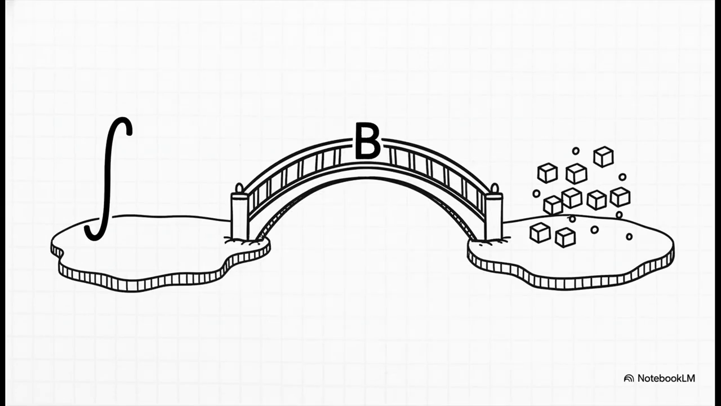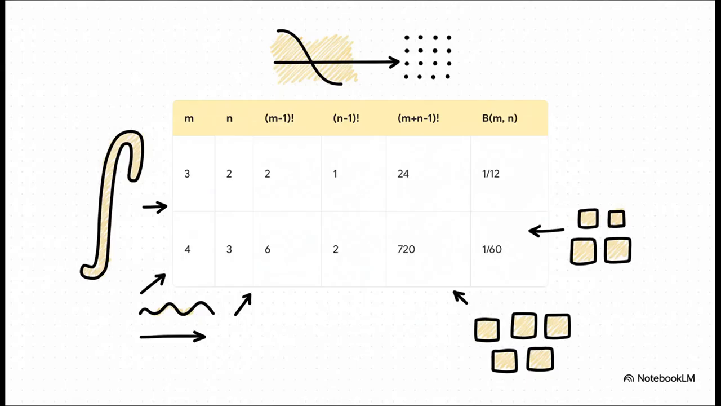Next up, let's see how this function builds a bridge to a completely different field, combinatorics, the art of counting. So check this out. When you plug in whole numbers, the beta function has this amazing direct link to factorials. As you can see from the table, you can calculate the result just using factorials. Now this is really cool because it creates this elegant connection between the smooth, continuous world of calculus and integrals and the discrete, step-by-step world of counting things.